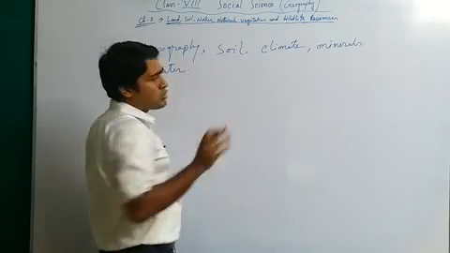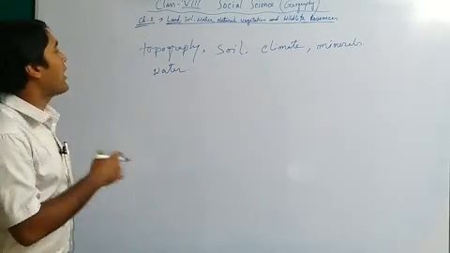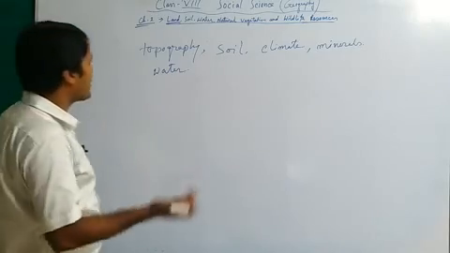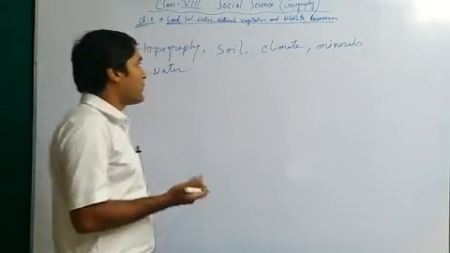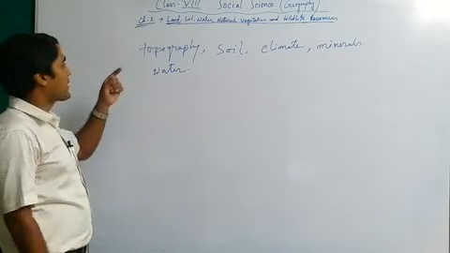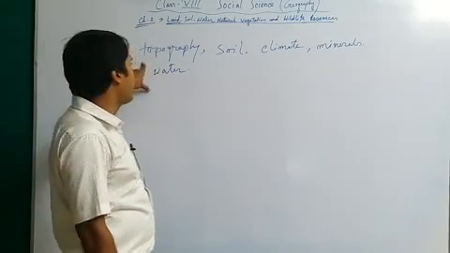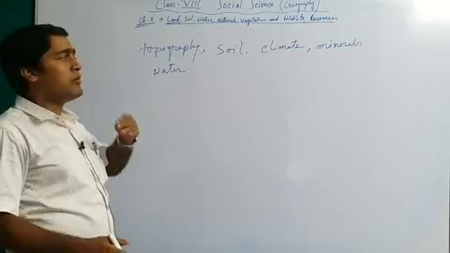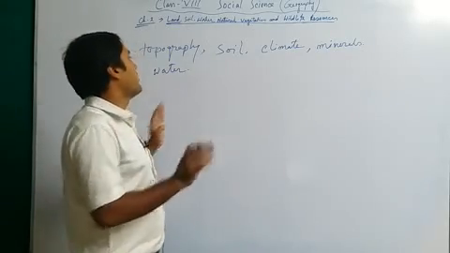So two important questions you have seen. First one, uneven distribution of population all over the world, what are the reasons; and what are the factors affecting the different types of land use pattern all over the world. These factors are topography, first, the shape of land. According to the shape of land, people use the land for different activities.